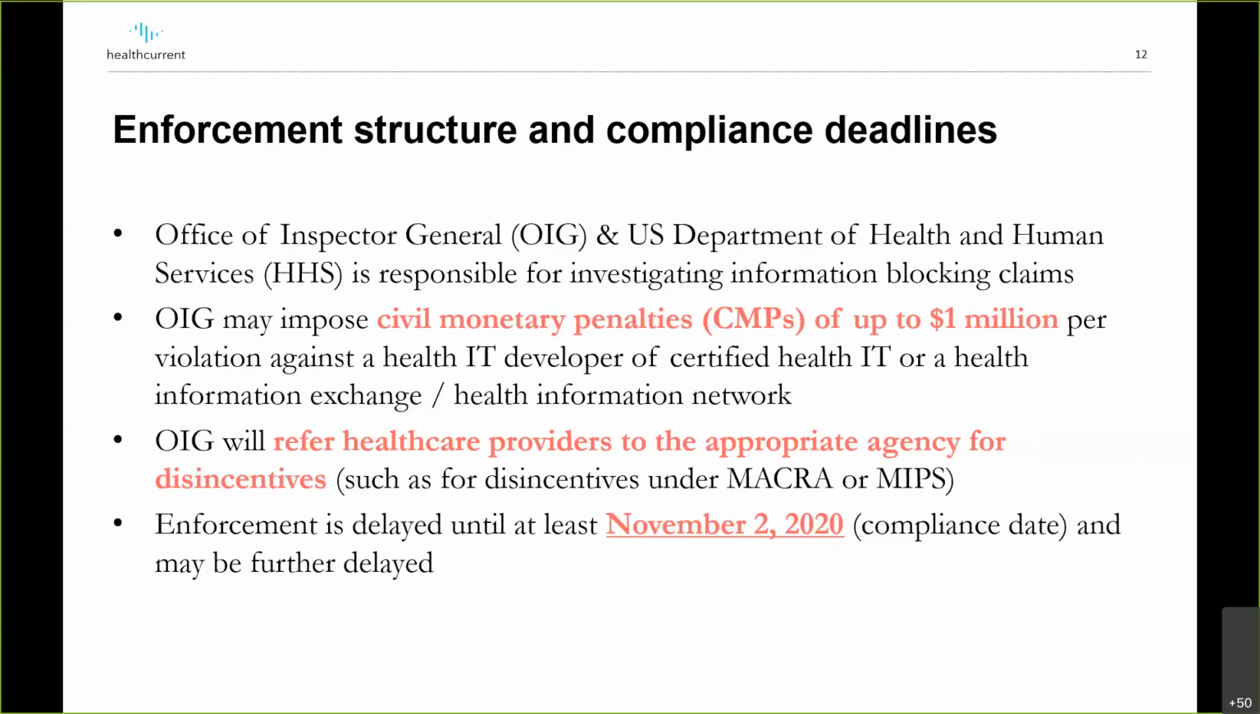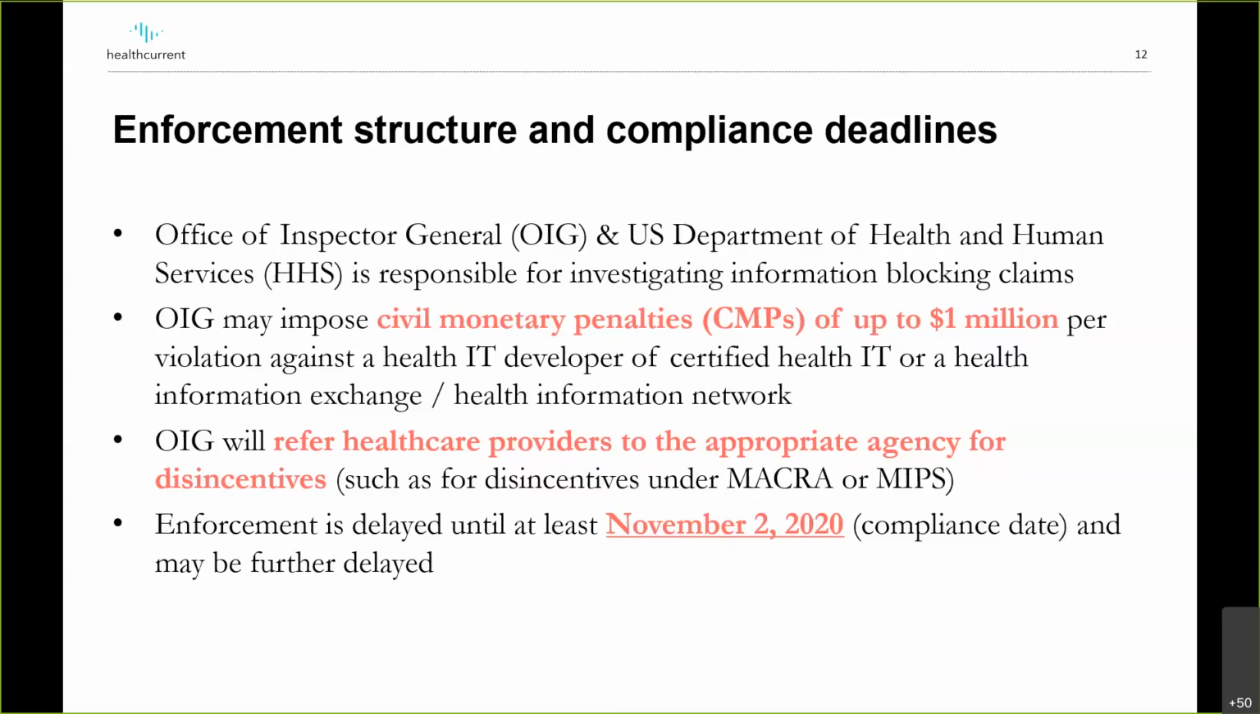And then finally, the OIG for healthcare providers will refer providers to appropriate agencies for disincentives. So that means that if you are a provider, you may not be enforced against and get one of these civil monetary penalties, but it could certainly implicate certain funding mechanisms that you get through CMS or others to the extent that OIG finds you in violation.